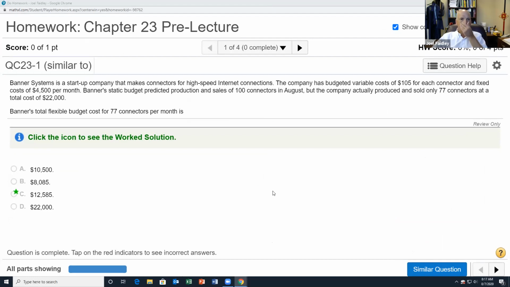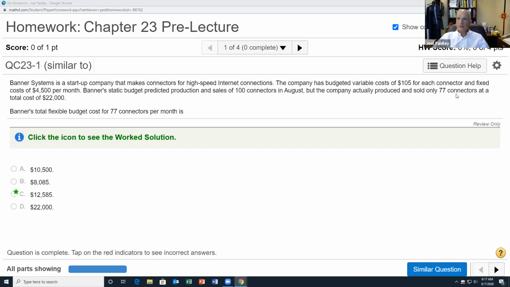All right. So here we've got Banner Systems. The startup company makes connectors for high-speed internet. Variable cost, $105. Fixed cost, $4,500 per month. Static budget predicted production sales. When it says static, that's the same thing as the master budget that we just looked at, that column 5.